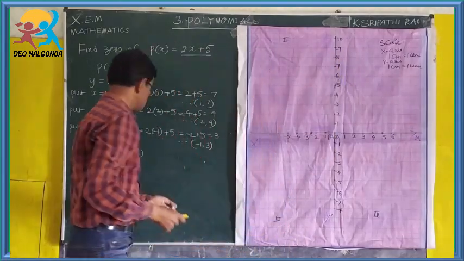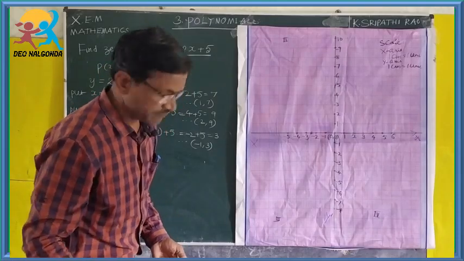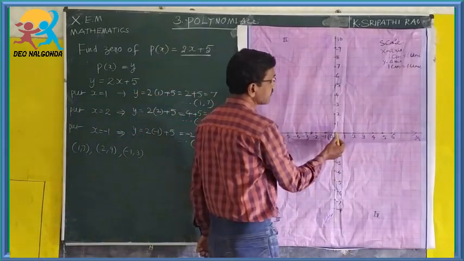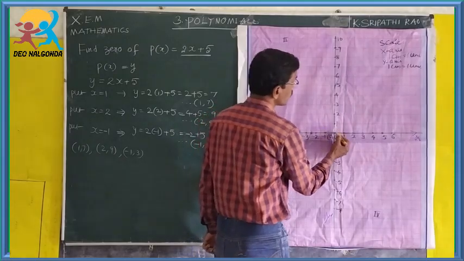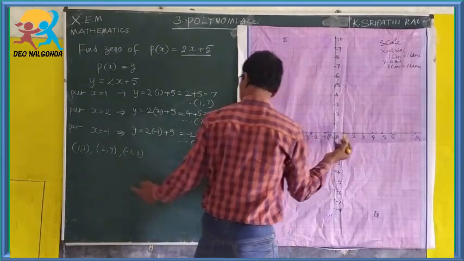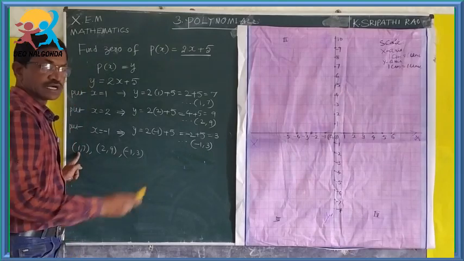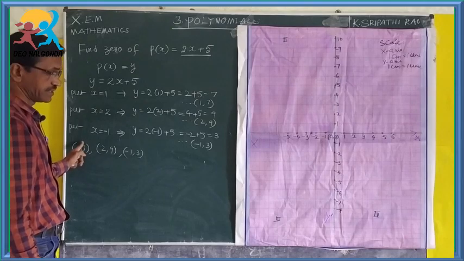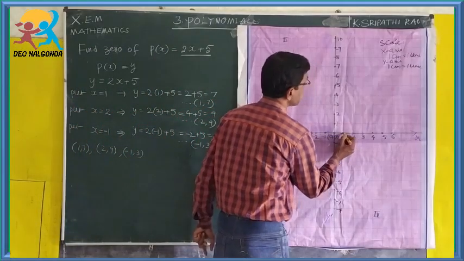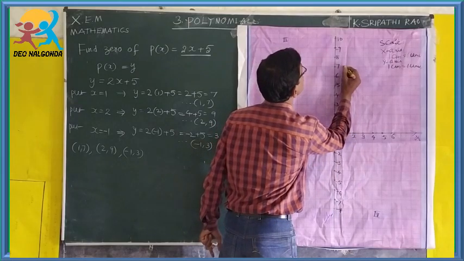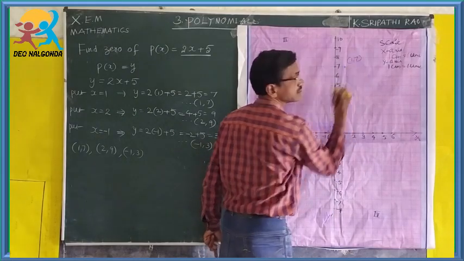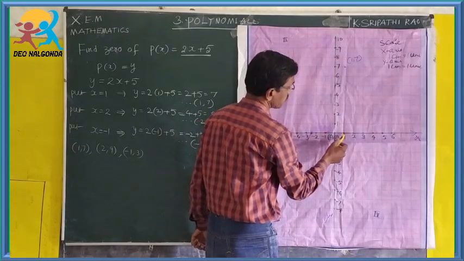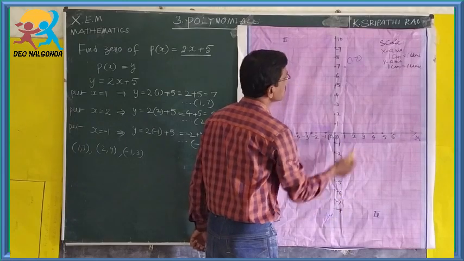Now let us plot these points on the graph, 1 comma 7. How to plot 1 comma 7 on the graph? Starting from the origin, move forward 1 unit, and from there move upward 7 units. After moving 1 unit, move 7 units upward. This is taken as 1 comma 7. If it were 1 comma minus 7, you would move 1 unit, then go downward 7 units. So this is one point.